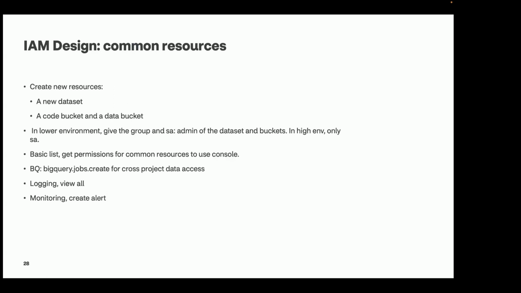So when you design your IAM, this is the first thing: what are the common resources for a team? Normally, when you are doing analytics, they should at least have a data set, which is a BigQuery, kind of like a database in a traditional relational database. And there's a bucket, which is a storage service. You can create a code bucket, you can create a data bucket for this team.